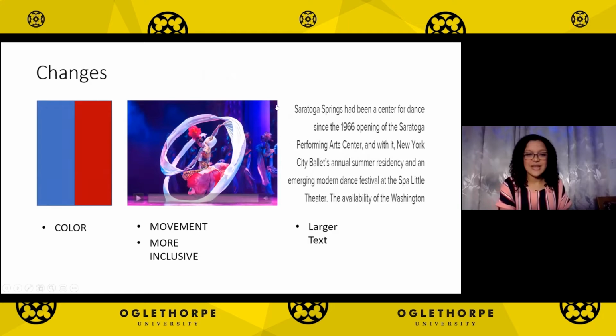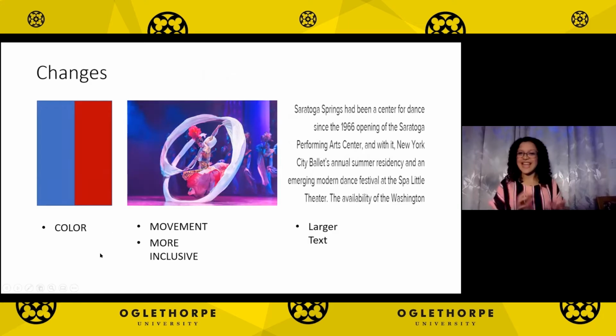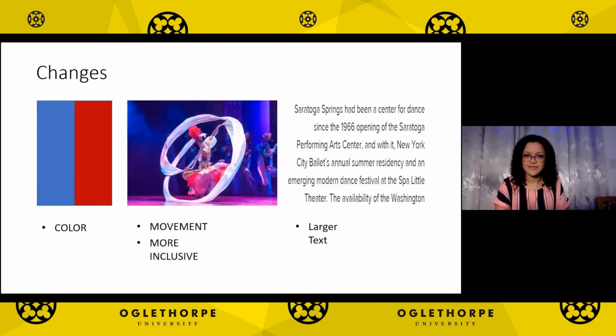You will also see a lot of movement in the site because I liked how they had the little TVs playing so you could actually watch dancers. And so I wanted that in the site. And of course, like I said, I wanted to be more inclusive. Different types of dance, different types of dancers. And I also wanted to make larger text, only because I felt like it was really important information, but because it was so small, it was easily missed.